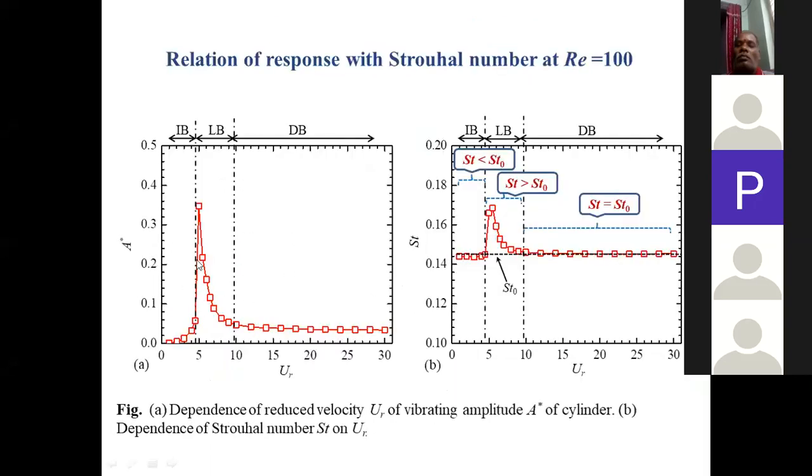This is the previous figure for the amplitude. You can correlate it with this Strouhal number, the shedding frequency here. I just told you the initial and lower branch are in the synchronization range. Here, this black dot-dashed line is for the stationary cylinder. When the cylinder is fixed, it is denoted by St naught. This is the shedding frequency for the fixed cylinder.